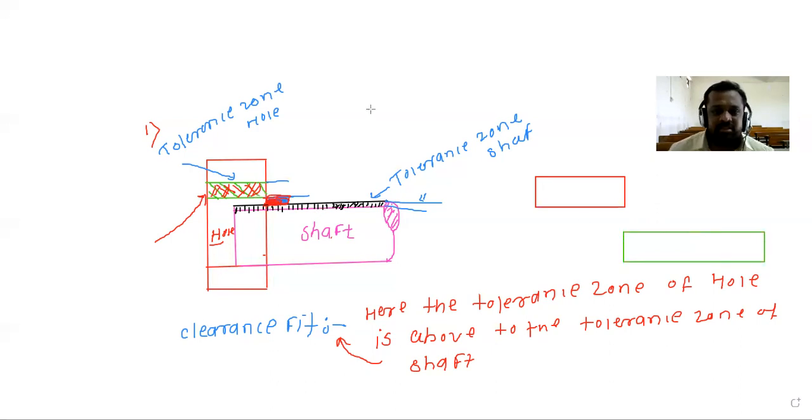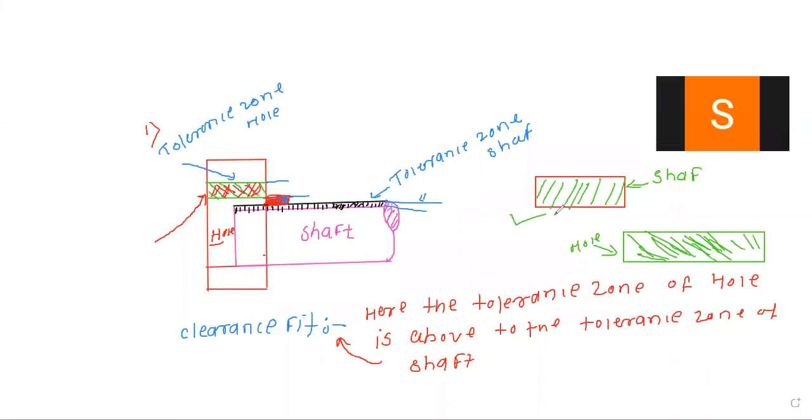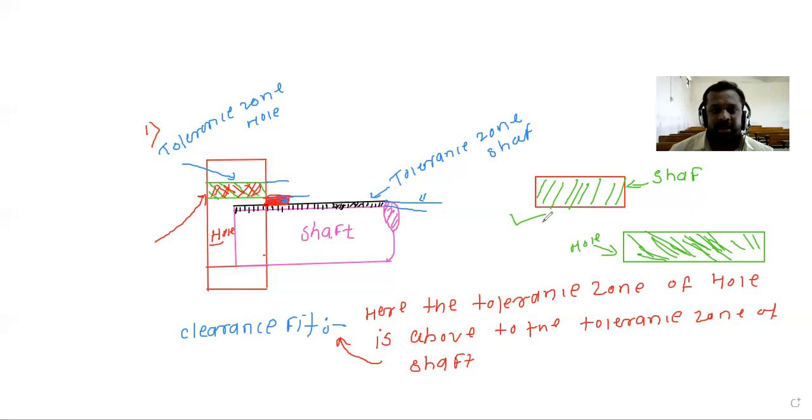Just, this is the tolerance zone, I'm going to draw here. This is the tolerance zone for the shaft, and this is the tolerance zone for the hole. Then tell me, is this presentation correct for the clearance fit? No, sir. Why is it no? How do we have to show that? We have to show it like this.